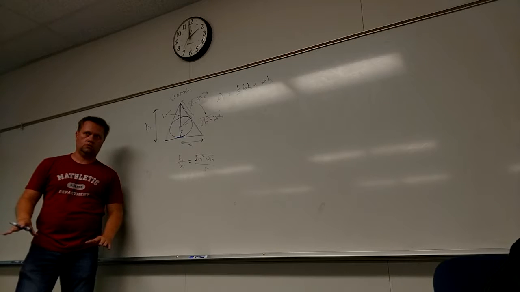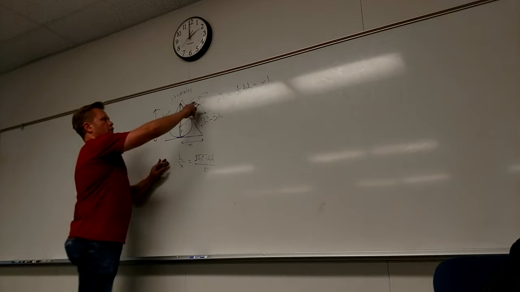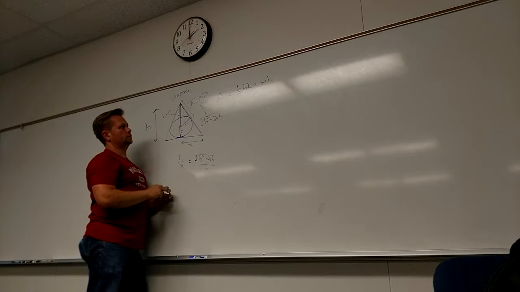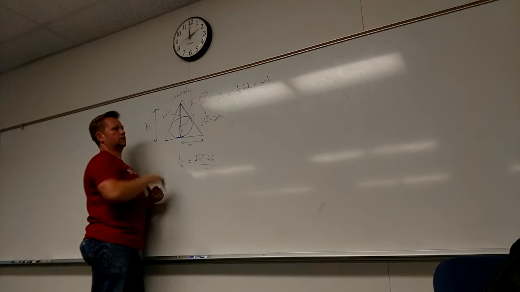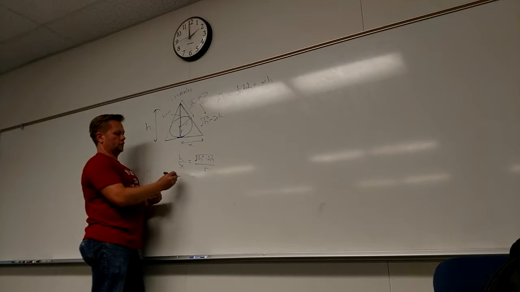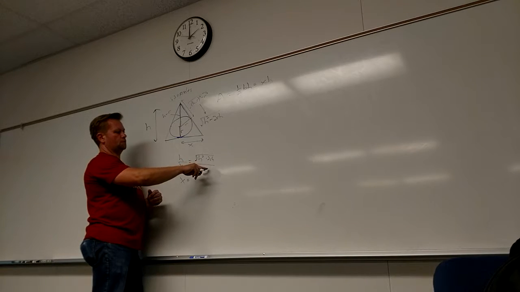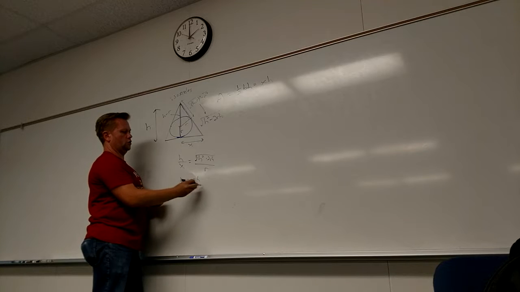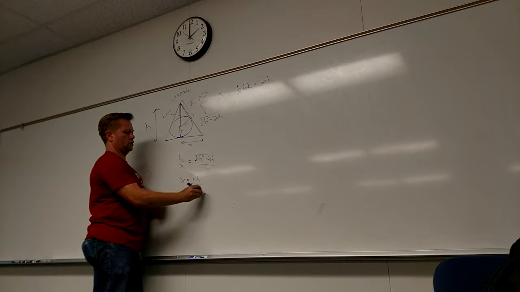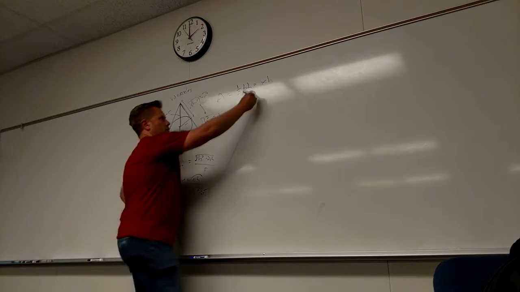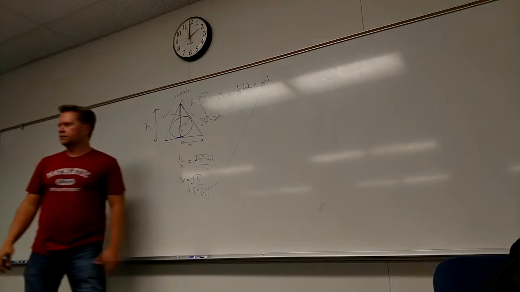Did you get the 2RH? When I FOIL this out, oh okay, yeah, just because the R squares cancel. So if I solve this for h, I get, for x, sorry, I get RH over the square root of h squared minus 2RH. And I plug this in here, and then I can take derivatives.